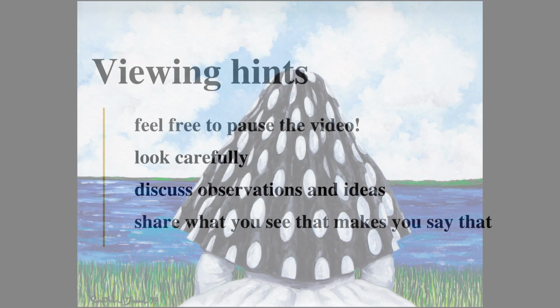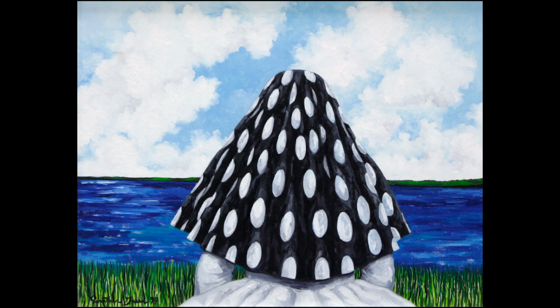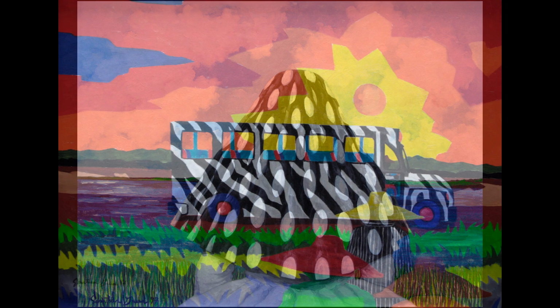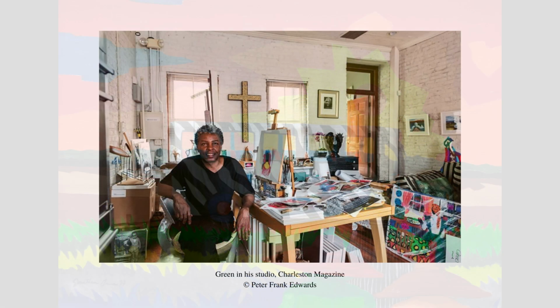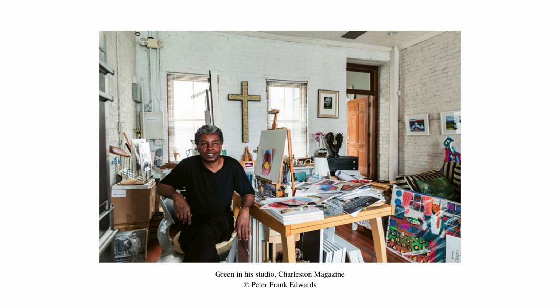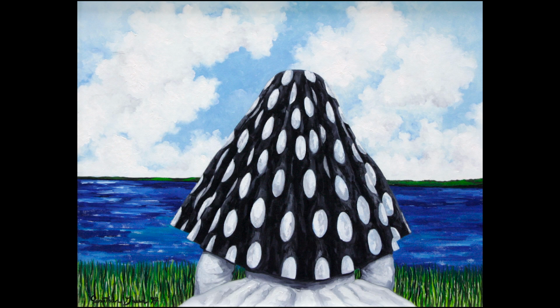Enjoy! In this video, we'll be discussing two oil paintings, Venus and Zebra Farm Bus, both created by artist Jonathan Green in 1997. We'll start with closely looking at Venus.